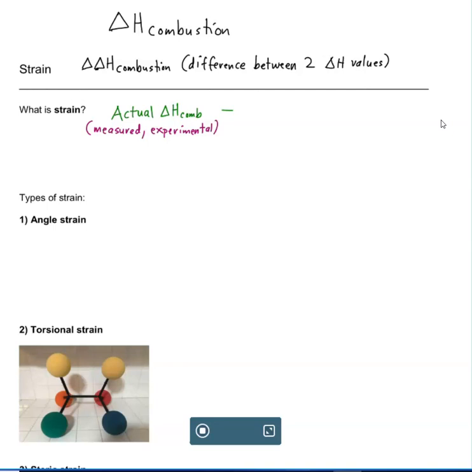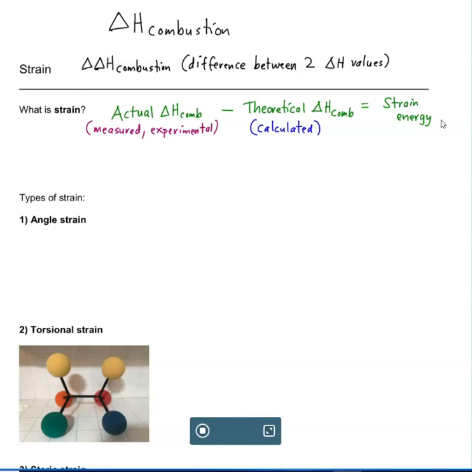From that, you're going to subtract a theoretical heat of combustion. And this is going to give you your strain energy. Okay, so what's the theoretical heat of combustion? That's going to be a calculated version. So you're going to go to the computer and you're going to calculate a heat of combustion based on the assumptions that you put into the program that you're using to do this calculation. And the assumptions are going to be that the molecule has no strain. And so it's going to give you a heat of combustion that's based on a hypothetical version of the molecule that's strain-free.